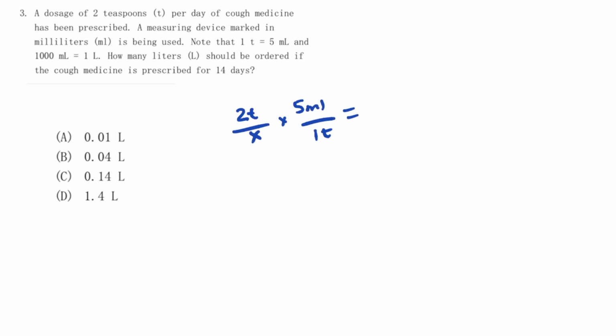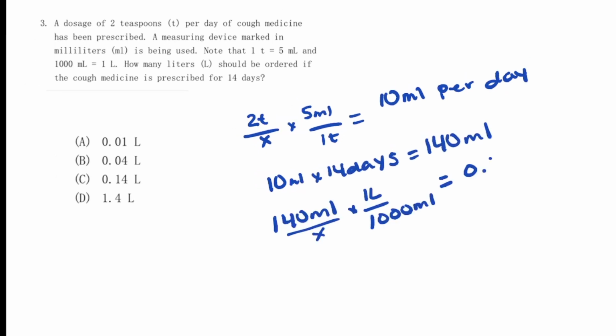So we are going to take that number, which is 10 milliliters per day, and multiply it by 14 days, which is 140 milliliters, but then they want us to convert that to liters. So we know that there are 1,000 milliliters per liter. So 140 milliliters is going to be 0.14 liters. So the answer is going to be C.